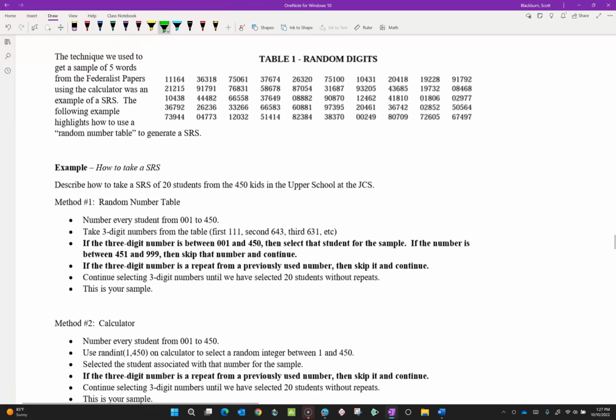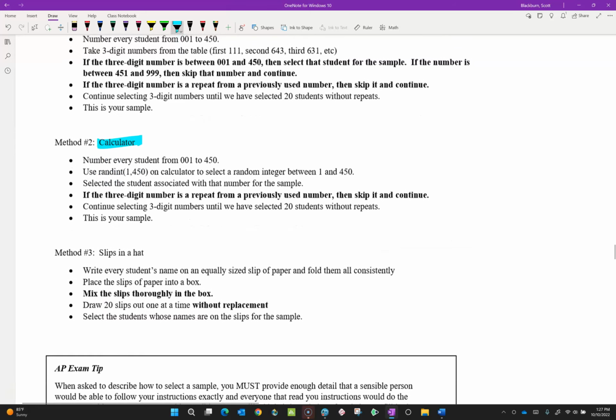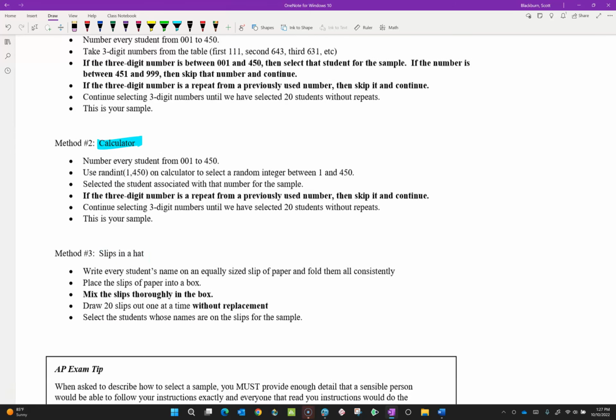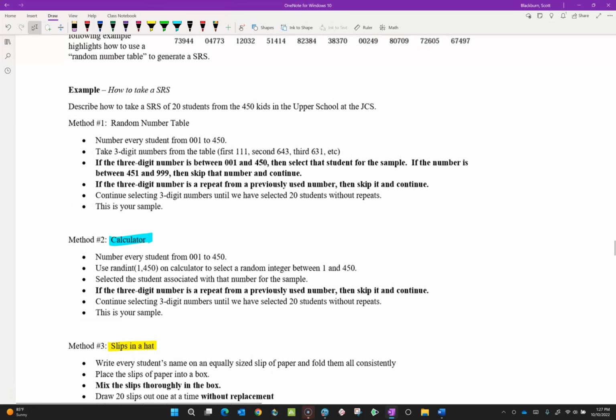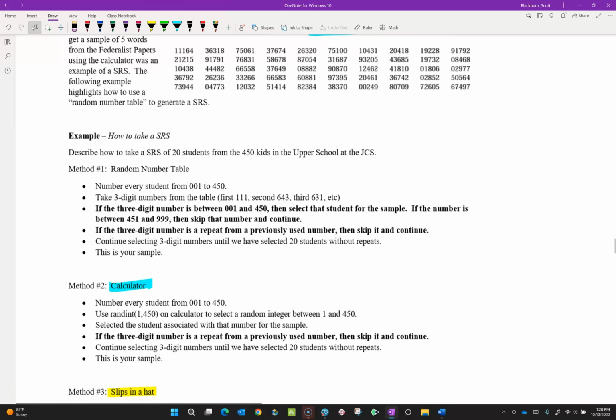All right. There are a couple of different ways to get an SRS. We can use a random number table. We could use our calculator, or we could put names into a hat. This is a common AP question, though it's becoming less common. How would you get an SRS? Describe in detail how you would select the sample. So let's do an example, and here are the 3 methods that you could use. You don't have to do all 3, you can just pick one.